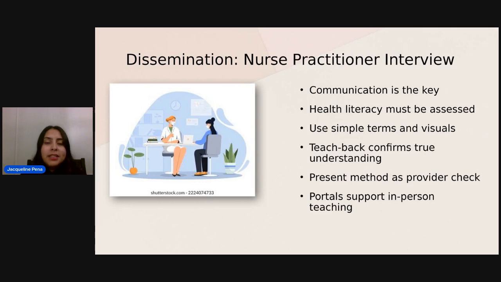So, her insights strongly support the goal of this project, to use the TeachBack method to boost caregiver confidence, reduce confusion, and improve patient outcomes in the clinic.